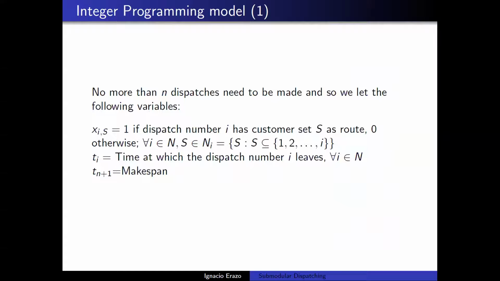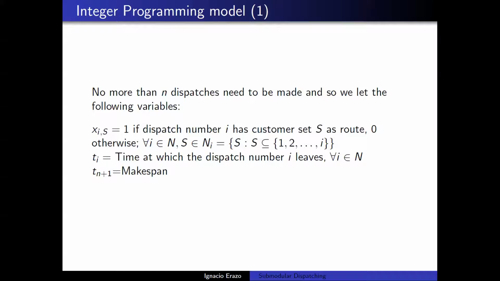So we propose an IP model, and it relies on the fact that we don't really need more than n dispatches to be made to get an optimal solution. So we have two types of variables. First, the variables x_{i,S}, which are binary, and have the value of 1 if the dispatch number i has the customer set S as route, and 0 otherwise. So we actually only need to make one variable for each subset S, so we have 2 to the n variables, which is quite a bit.